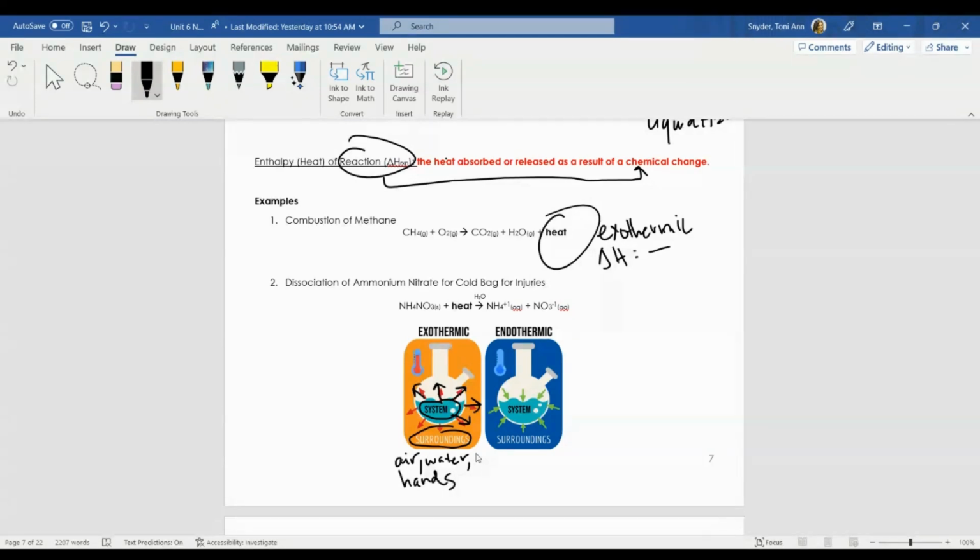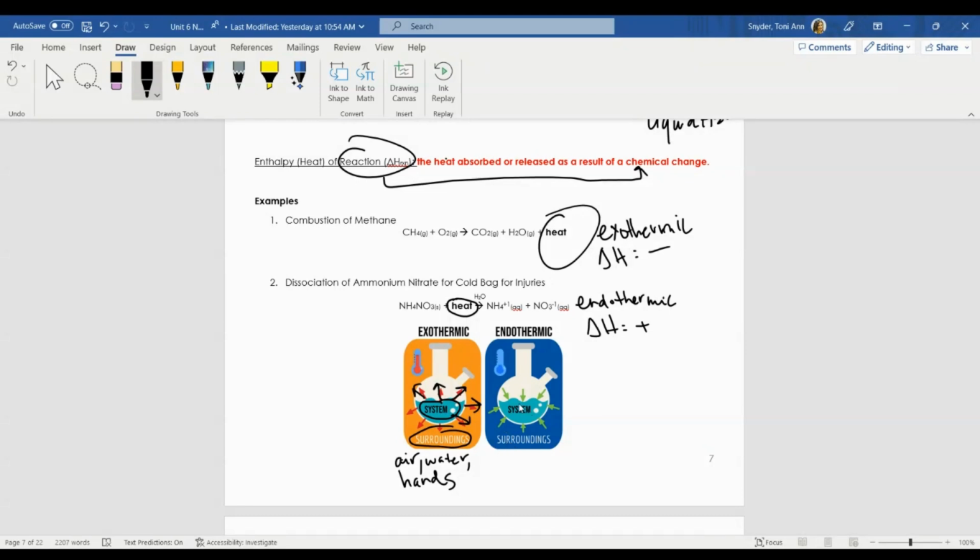On the other hand, if I have the dissociation of ammonium nitrate, this is actually not a chemical reaction, but it's okay. We could still talk about it here. Anyway, ammonium nitrate needs to absorb heat. So notice heat is a reactant in order for this process to occur. So this is an example of an endothermic process, endothermic. And because this is endothermic, your delta H is positive.